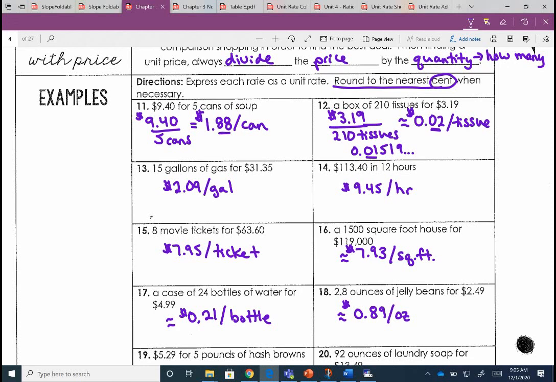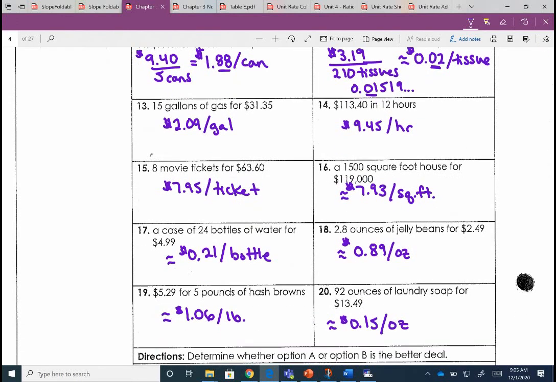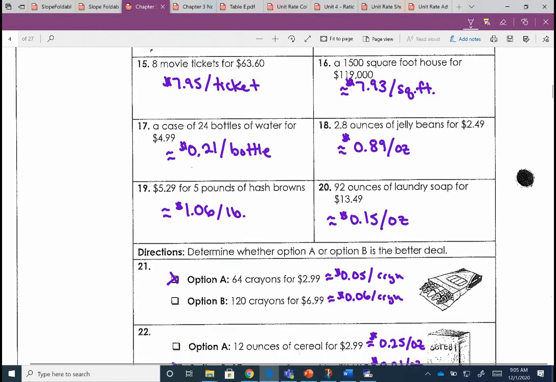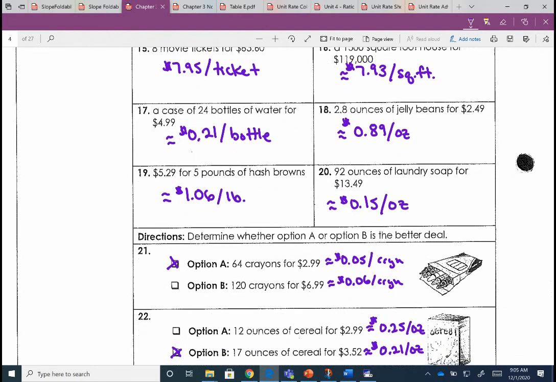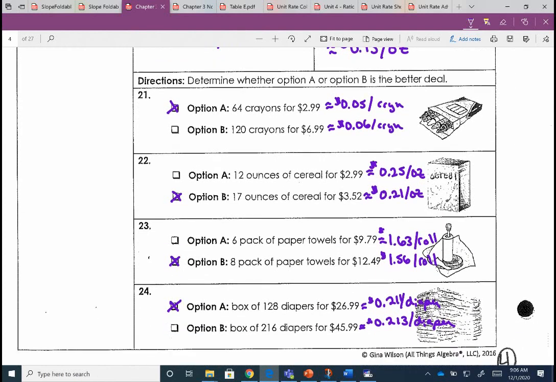Be very careful that each time it is dollars per whatever item you're looking at, whether it's tickets, square feet, pounds, ounces, bottles of water, whatever it is. And you also have to be very careful on those last questions. The better deal is the lower price per item. So in 21, you have 5 cents per crayon versus 6 cents per crayon. So the better deal is paying only 5 cents per crayon. The lower price is the better deal. So just make sure you've chosen the right thing.